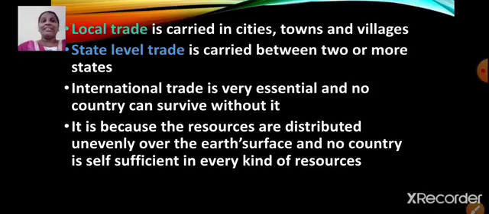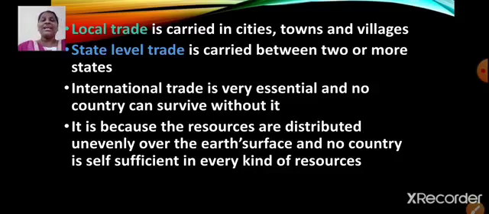Local trade. Local trade is carried in cities, towns and villages. And what about state level trade? State level trade is carried between two or more states. International trade is very essential and no country can survive without it. Why is it so, students? Why is international trade very essential? Let us try to find out.